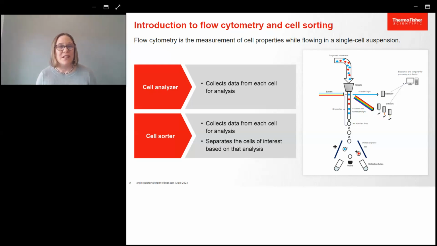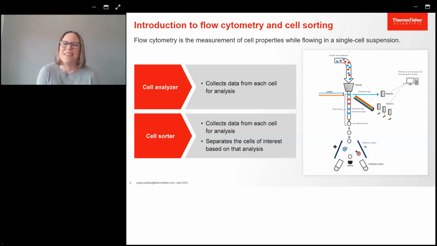Some of you may have used a cell analyzer or cell sorter before. A cell analyzer collects data from each cell for analysis only, so it provides you the data, whereas a cell sorter does that and takes it to the next level and lets you separate the cells of interest based on that analysis. As you can see in the diagram to the right, this really starts with a single cell suspension, which is focused into a stream and then interrogated by one or more laser beams.